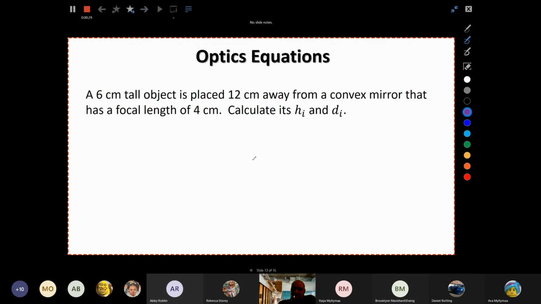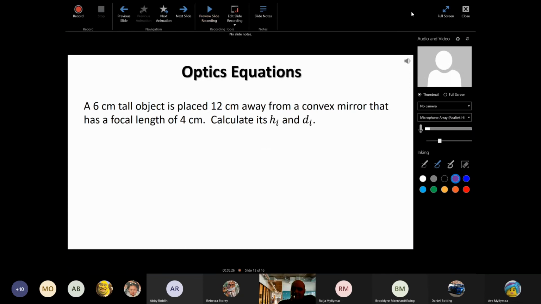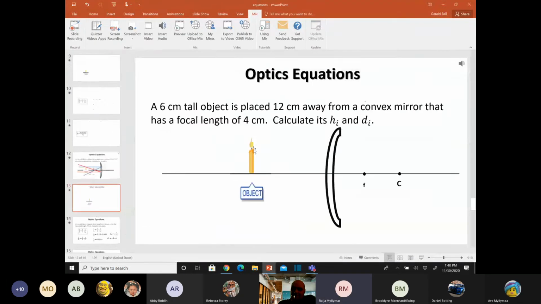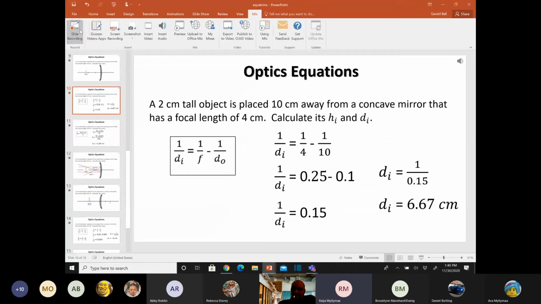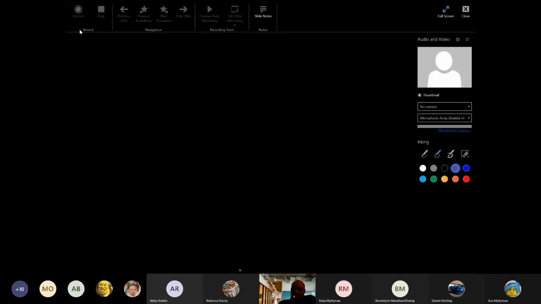Oh, wait a minute, I didn't actually do the height. Hang on a sec. Did I forget to do that? Hang on. Oh, no, I skipped it. Sorry, that's what happened. Sorry, I missed a slide there. Okay.